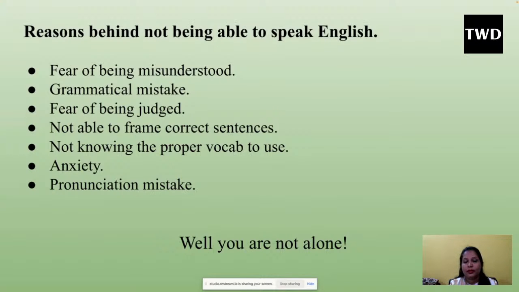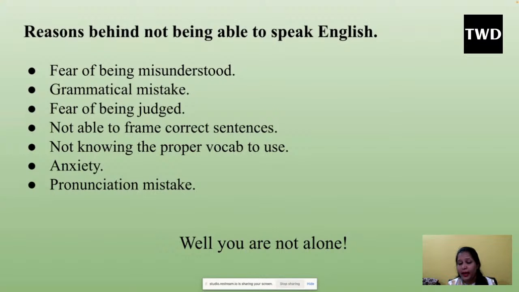Anxiety, that is nervousness. Sometimes people, we all know English. It's not like we don't know English, but actually we don't have the practice of speaking. That's the only problem. And that is why people might get nervous the moment they get the chance to speak in English.